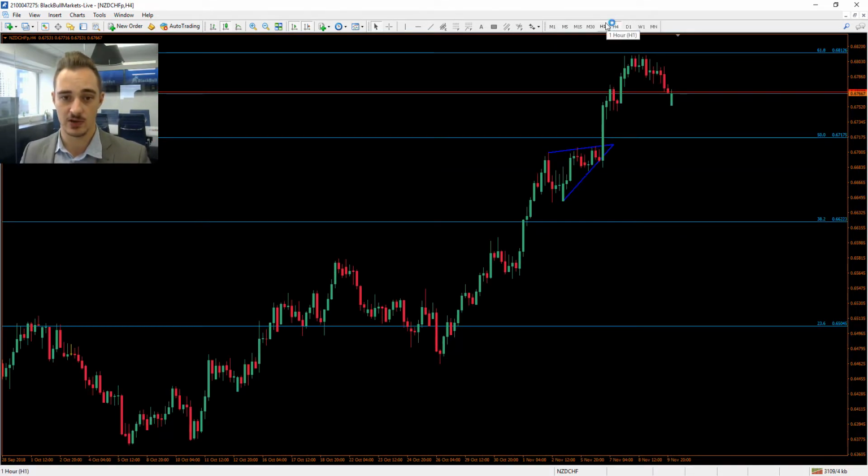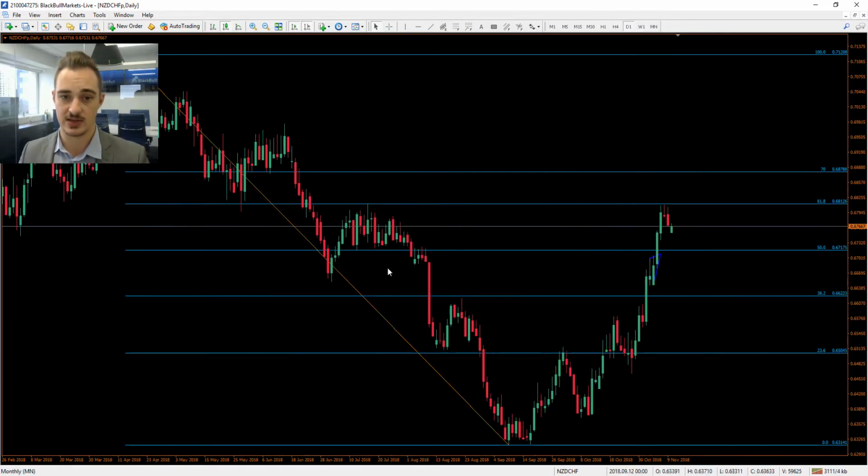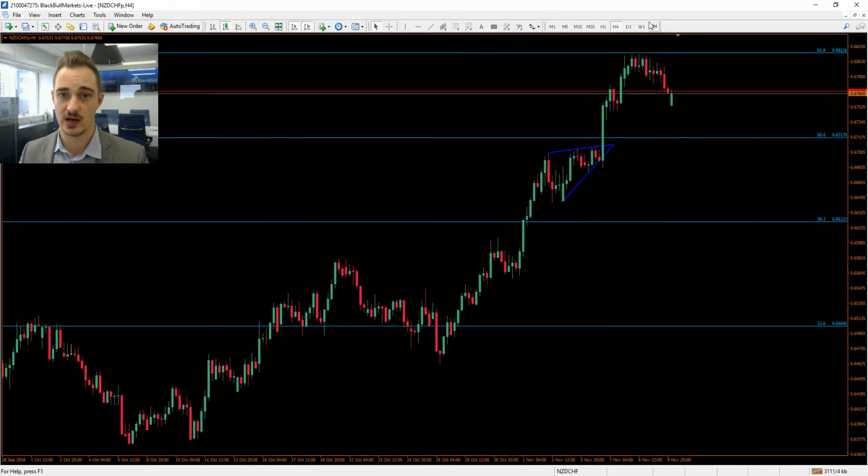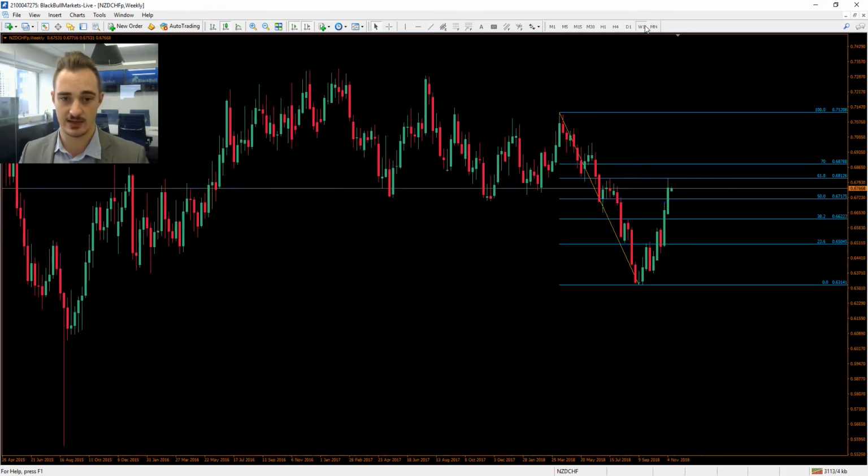And now we can look for a potential move further to the downside. But if we look in the smaller time frames, you can see it is sort of an uptrend, but the strength is in that downtrend. So there are potential trades either to the up or to the downside.